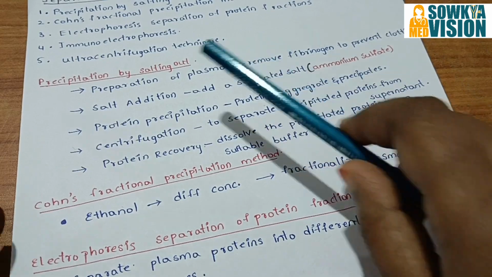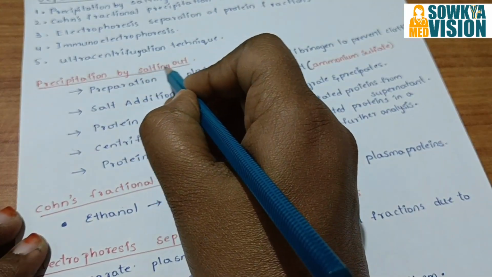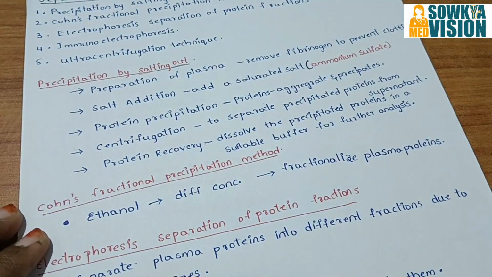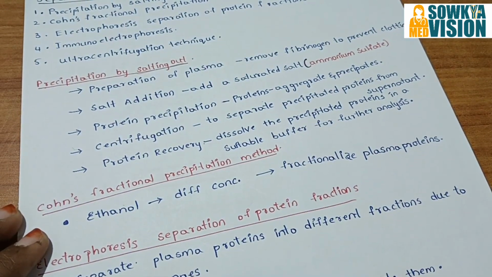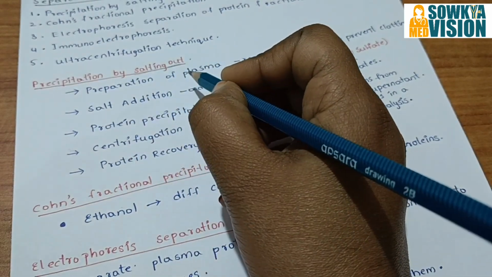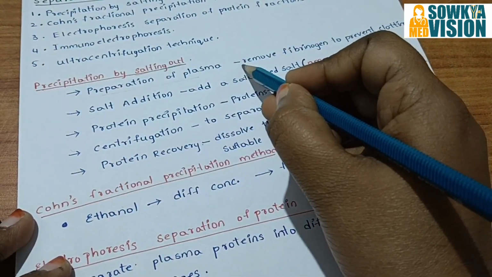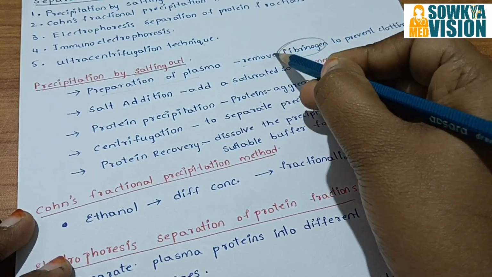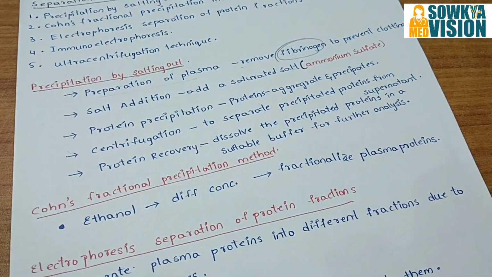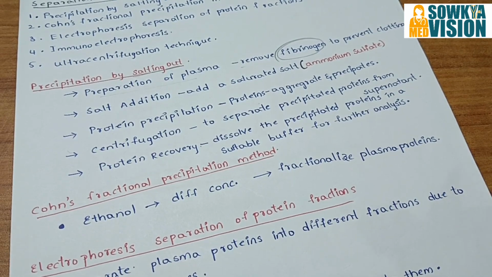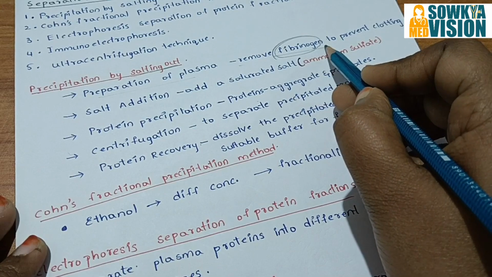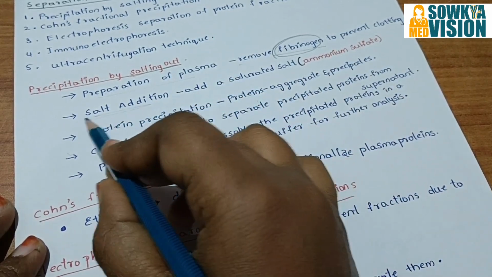First, precipitation by salting out method. Here we use a salt. First of all, we have to take the plasma and prepare it by removing fibrinogen. The function of fibrinogen is that it helps in the coagulation, the formation of clotting. So we have to remove the fibrinogen beforehand. After removing the fibrinogen, we need to add a salt.